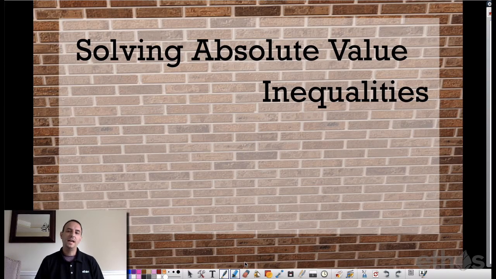All right, welcome to our last lesson in the Unit 2B module. So we're looking at solving absolute value inequalities, and this is the last piece on the compound inequality concept we've been working with. We looked at compound inequalities as problems that can have more than one answer or more than one solution, and absolute value inequalities by nature are very similar to that.